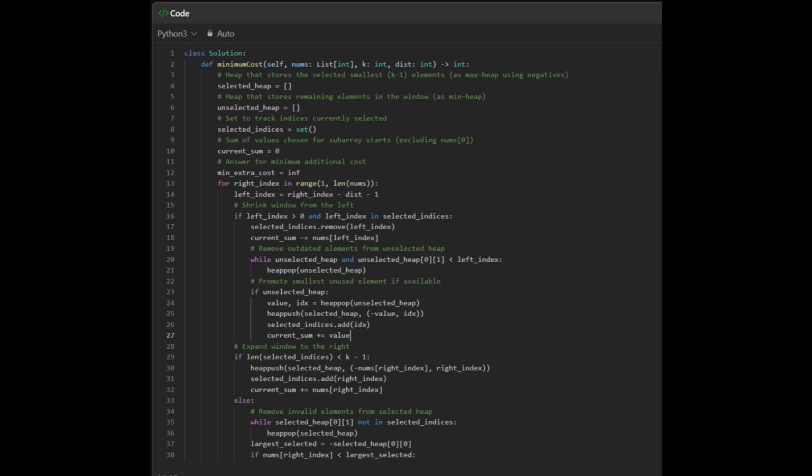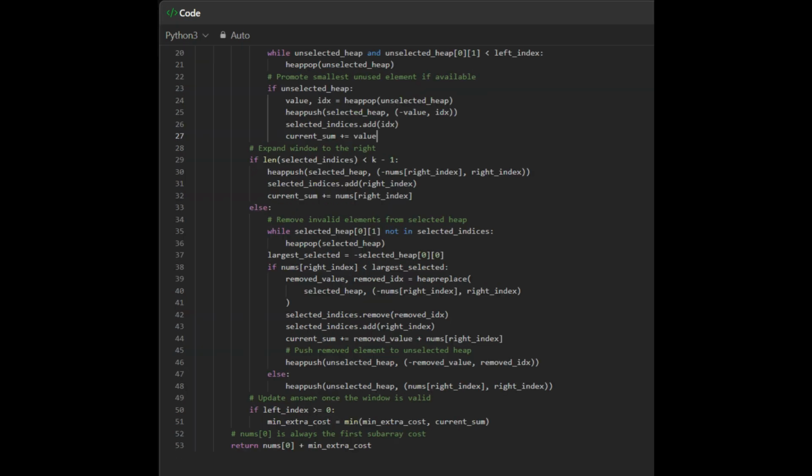Let's understand this problem step by step. We are given an array, and we need to divide it into k contiguous subarrays. The cost of each subarray is simply its first element. So naturally, we want those starting elements to be as small as possible. Now here's an important observation. The first subarray always starts at index 0. That means nums[0] is mandatory and will always be part of the answer. So the real challenge is choosing the remaining k-1 starting points. But there's a constraint. The difference between the second subarray start and the last subarray start must be less than or equal to dist. That forces all remaining starting indices to lie inside a sliding window.